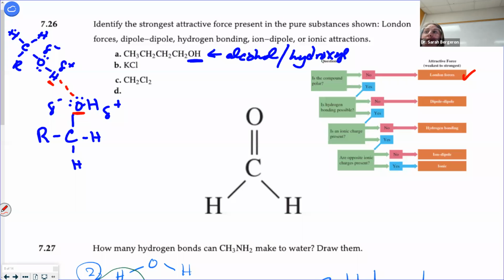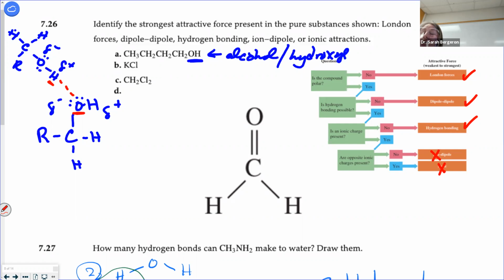Okay, next, dipole-dipole. Do we have 2 molecules that each have dipoles? Yes, we do. Now, is that dipole-dipole interaction a type of hydrogen bonding? Yes, it is. Do we have completely oppositely charged particles in our mix? No, we have partial positive and partial negative. That gives me a dipole, but I do not have an ion. So I cannot have ion-dipole, I cannot have ionic. Y'all see that?